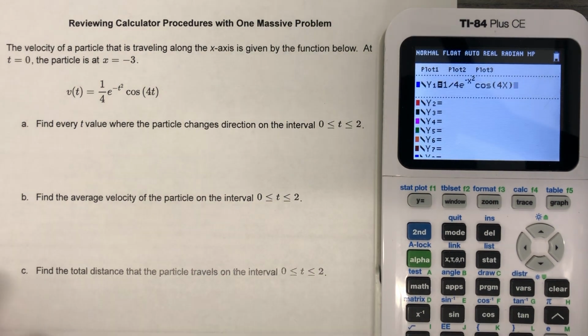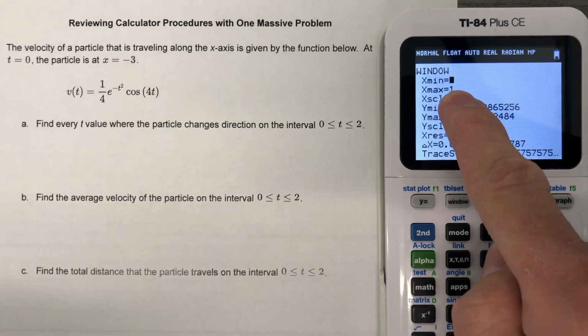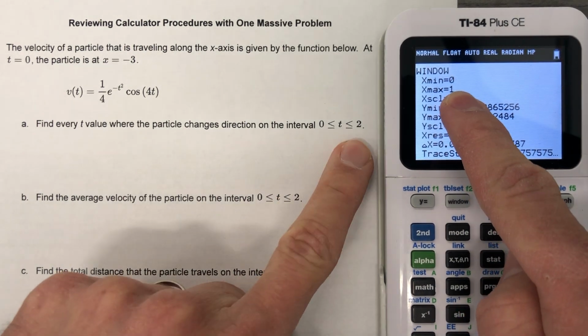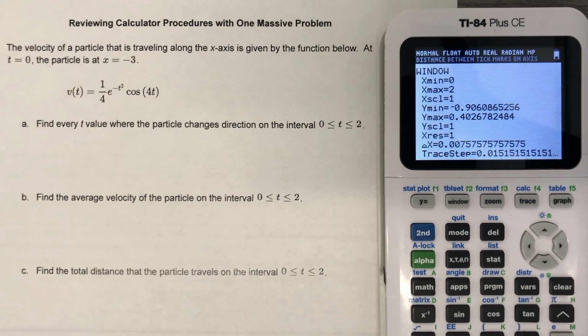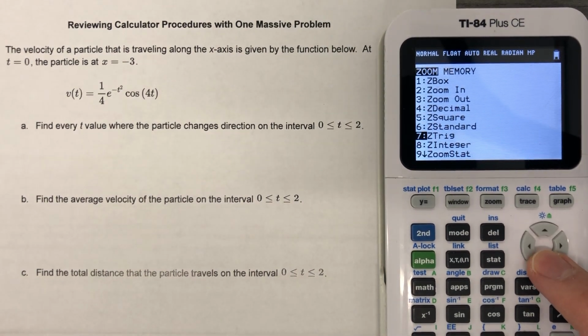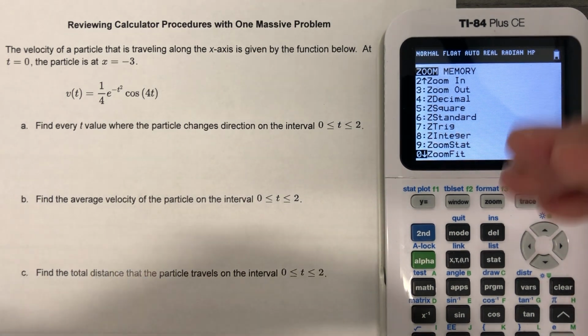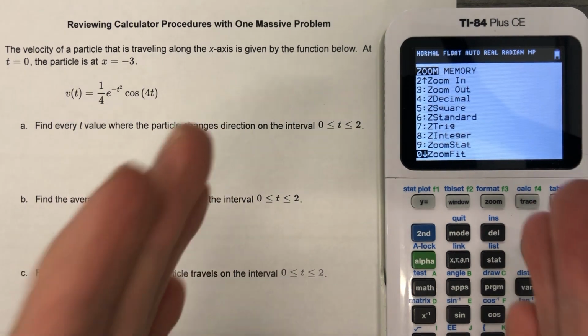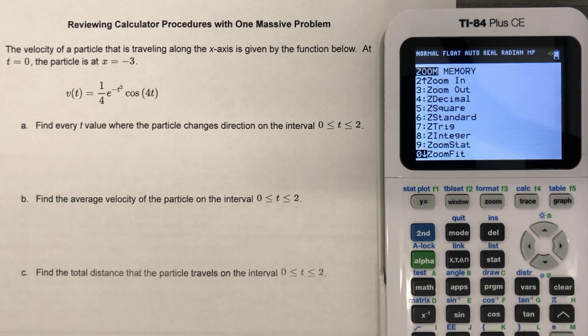So here's the first little calculator trick. We're going to go on the window from whatever it is. It doesn't matter what it's set on right now, but we're going to go from 0 to 2 for our x values. And I am going to let the calculator adjust the y values for me by pressing zoom. And it is option 0, and that is zoom fit. You could just press 0, but what this does is it adjusts the y values based on the x values that you've already given it. And we've adjusted the x values to go from 0 to 2. We will press enter.